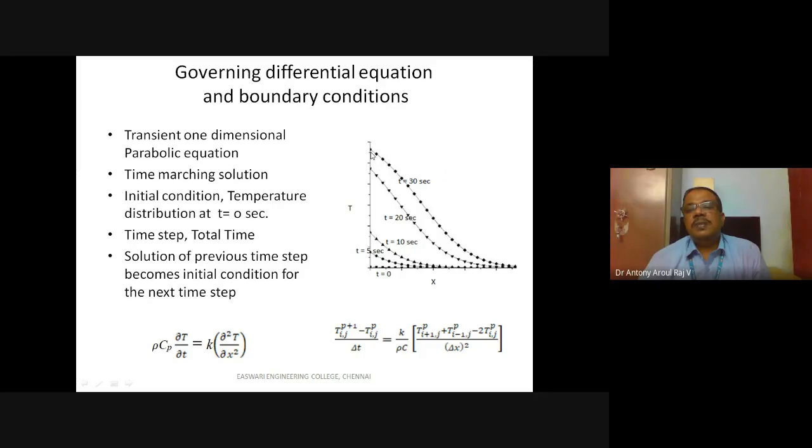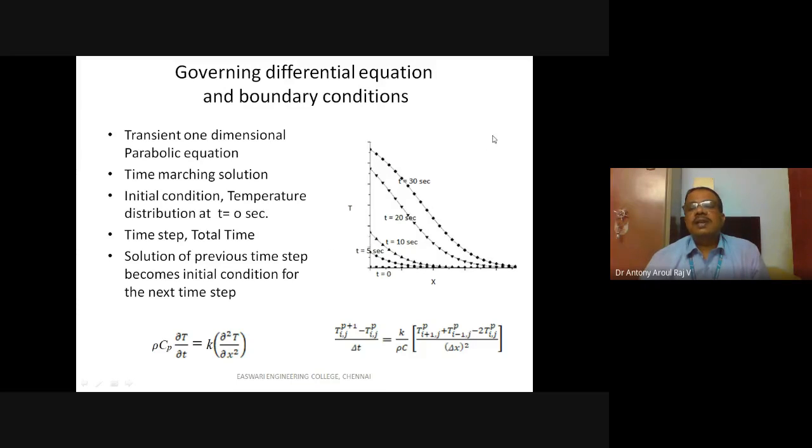Similarly, if I want the temperature distribution at the 30th second, I will give the temperature at t is equal to 20 seconds as the input, and I will get the temperature at t is equal to 30 seconds as the output. So this is how I will have the temperature distribution. On the left hand side, I will find that the temperature will be increasing, and on the right hand side the temperature is not changing. So this is how the pattern will be for a time marching problem.